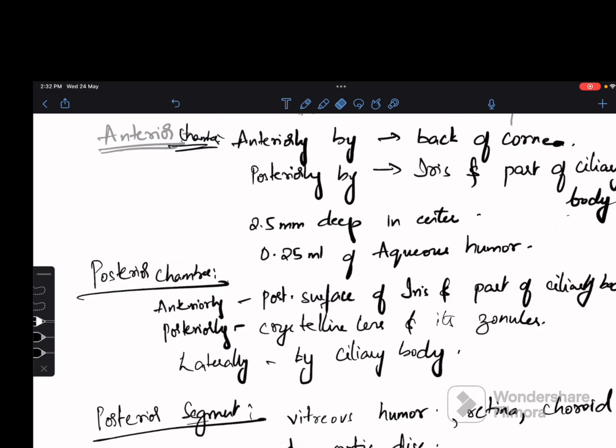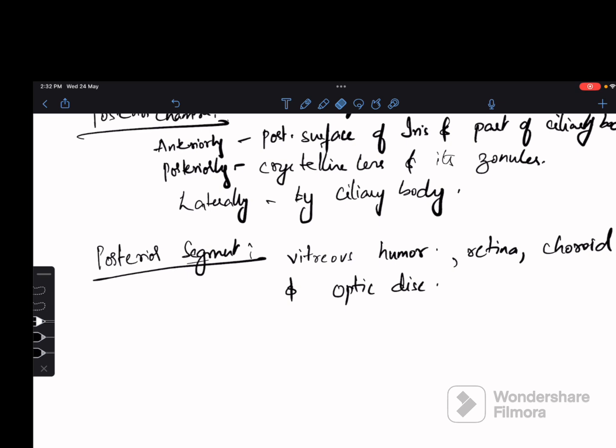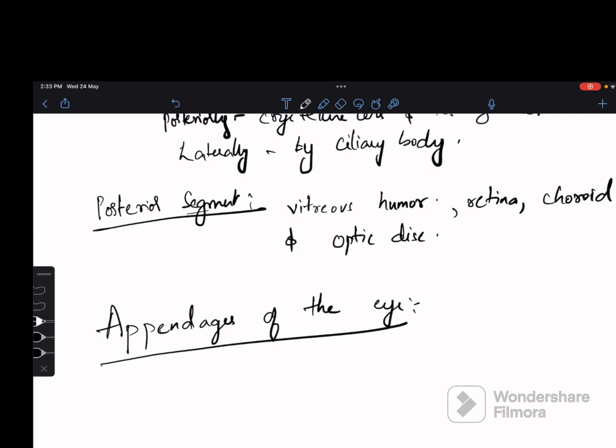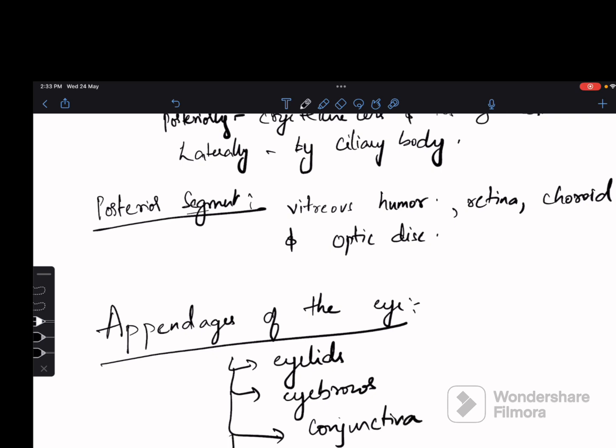Okay. Now, one important, very short answer for you all, or you can say a viva question, is: what are the appendages of the eye? These are your eyelids, your eyebrows, your conjunctiva, and the lacrimal apparatus. All these are the appendages of the eye.